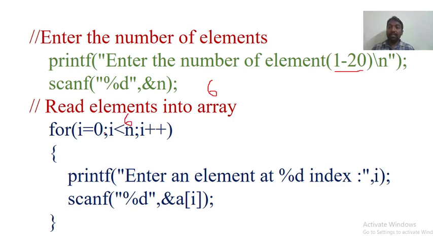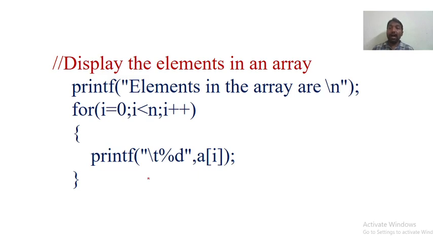Now it starts the indexing from 0. So the 0 index value is stored, next the first index value is stored, and the next the second index value is stored. So at runtime each and every value is stored in an index. This is the code which reads the values at runtime. So how many values am I going to read? 6 values.